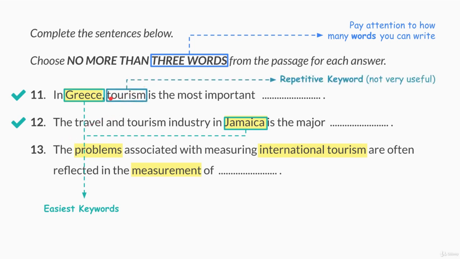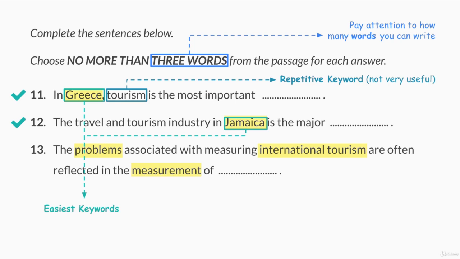Now, I want you to pay attention to this word. Now, you might think that tourism is also a keyword. How come we didn't underline or highlight tourism? Well, the reason that I haven't underlined tourism in this case is because I don't think it's a very useful keyword. It's not a very useful keyword because it's a repetitive keyword. See, the word tourism appears throughout the reading passage. The whole reading passage is about tourism.